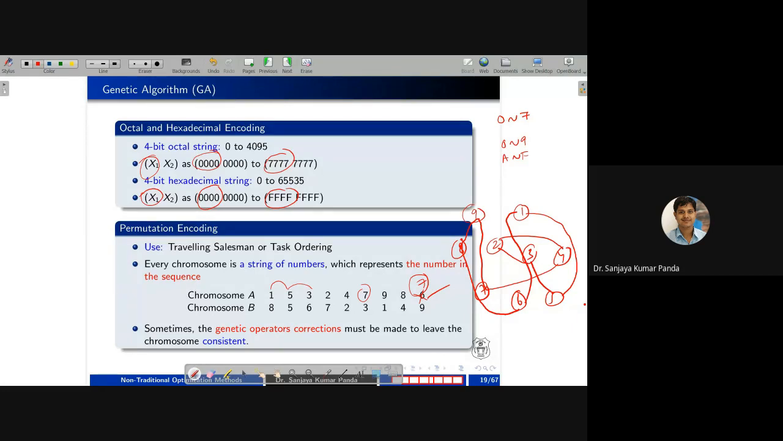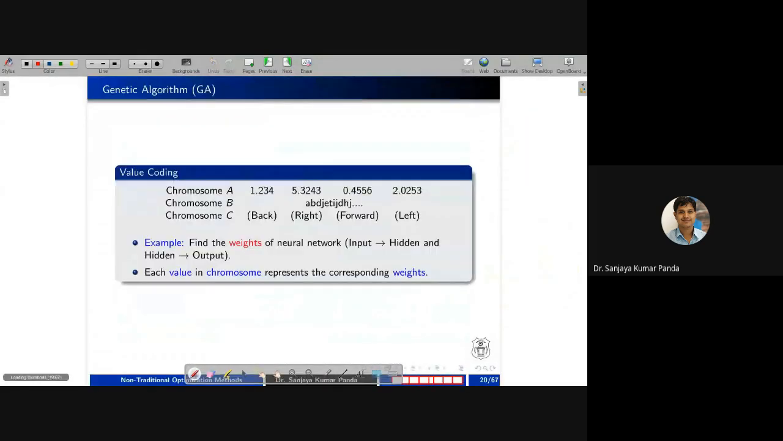So in order to avoid this invalid chromosome, you have to go for genetic operator correction. Genetic operator correction will help you to correct a particular bit, right? Like in mutation we are also targeting a particular bit. Here also we want to correct that particular bit.